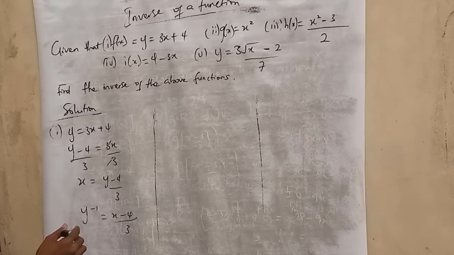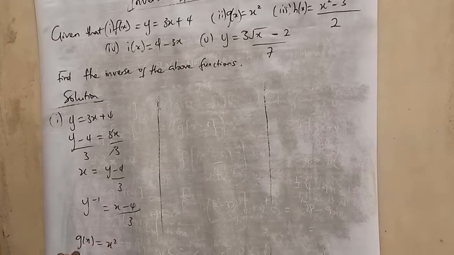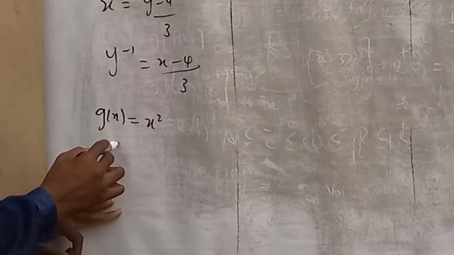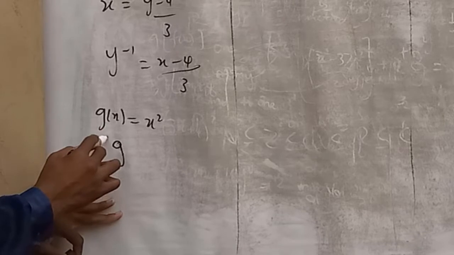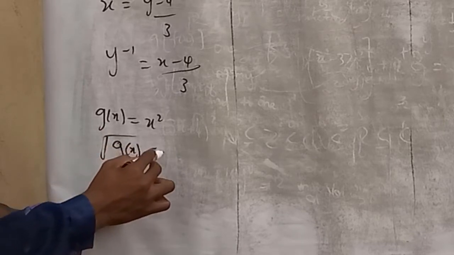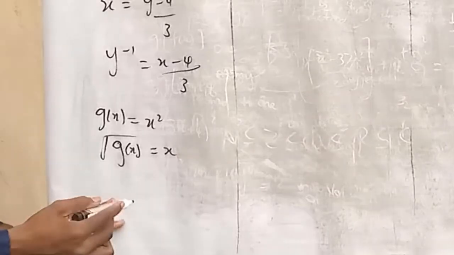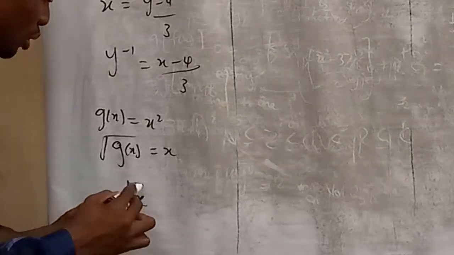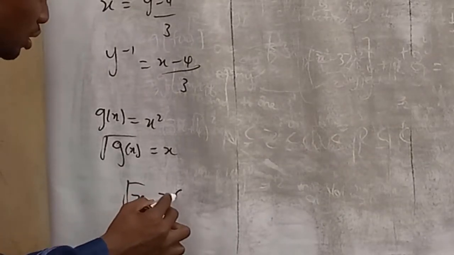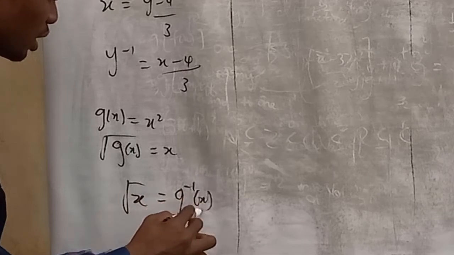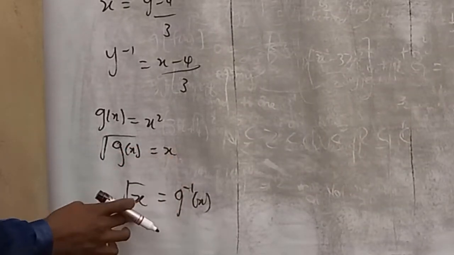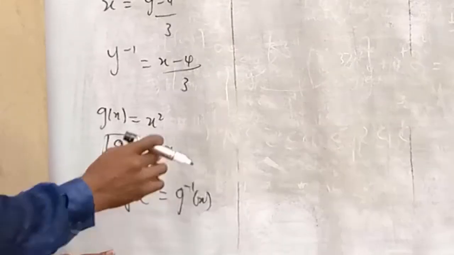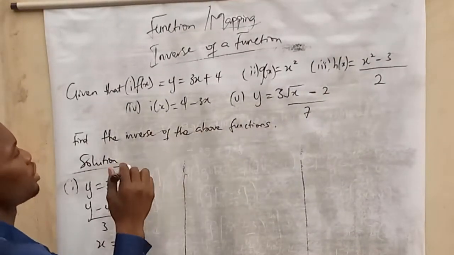For number 2 now, we are given g of x equals x squared. Which now means I'm going to find the square root of both sides, I'm going to have square root of g of x equals x. After getting my x, I'll now say that x comes inside, it becomes square root of x equals g inverse of x. That's all. Bring g of x outside, it becomes inverse. Bring x inside, it becomes ordinary x.